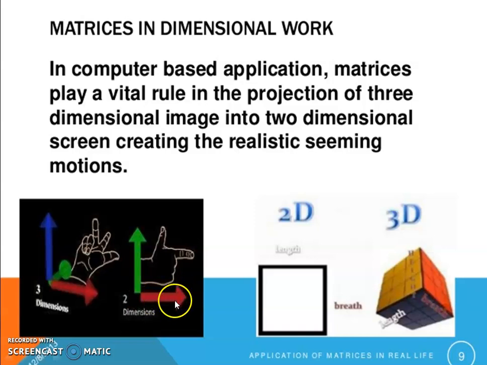We have the pattern of the x-axis and the y-axis in 2 dimensions. That means for any image in this diagram, here is the breadth and here is the length. But if it is converted into 3D, we have to see the height, length and breadth. It is a cube structure. So that's why matrices are applicable in dimensional work for any image from 2D to 3D. That is an application of matrices in real life.